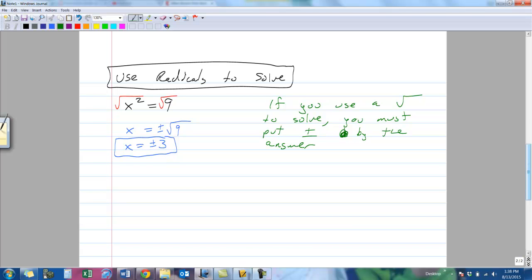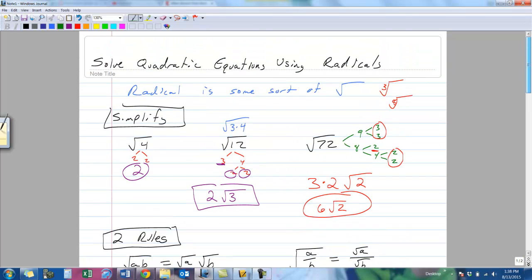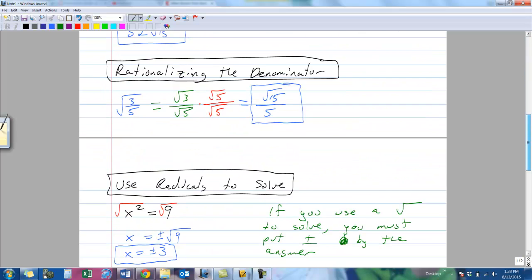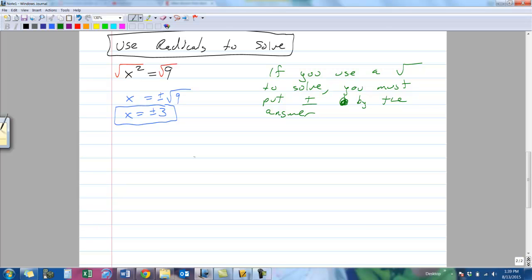Wait a second, Smith. Way back here at the beginning when we were simplifying, you never had us put a plus or minus in front. You're right. Here's the thing though. When we're simplifying, to keep it simple, we're just going to make a tree and just come up with the equivalent value. That's it. We keep it simple. But if you solve, you have to use a plus or minus if you use a square root.